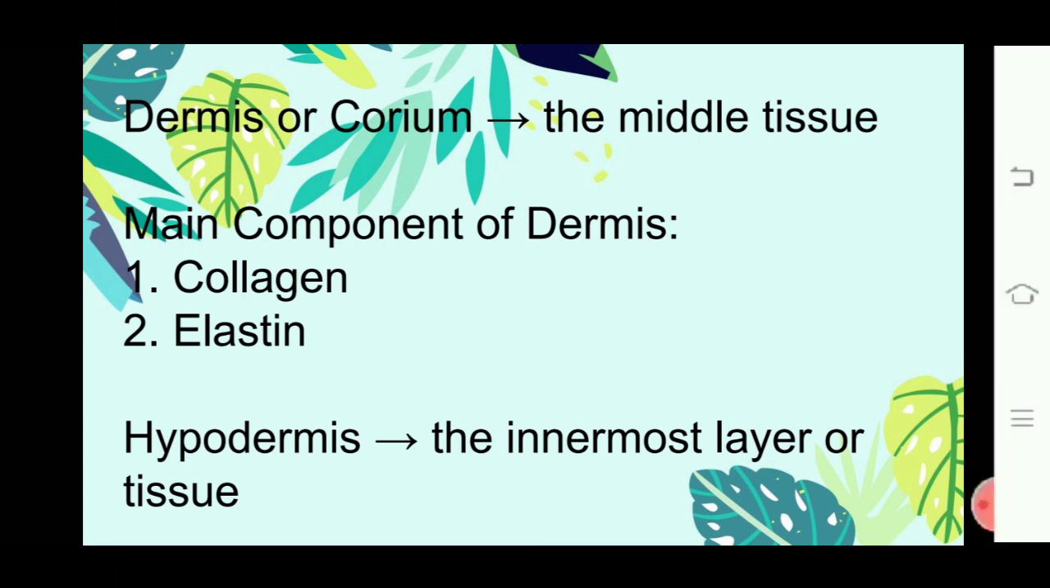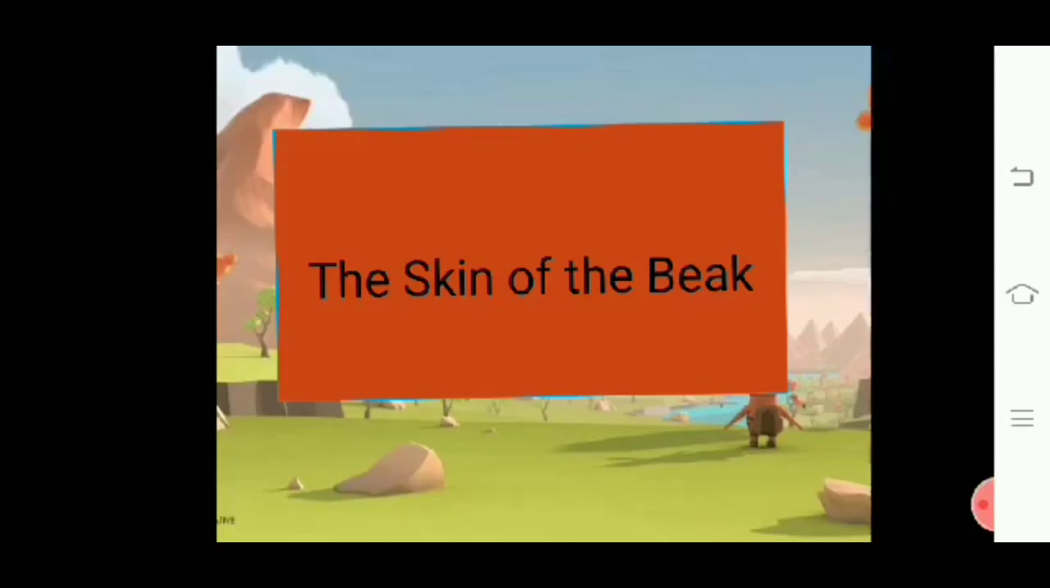Good day everyone, I'm Giancarlo C. Orlango. I would like to discuss the skin of the beak. The shape of a bird's beak depends upon the types of food it eats, and also it depends on the environment. They do not have any teeth. The different types of beaks are the following.